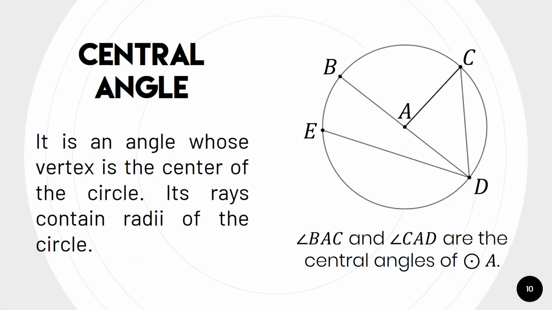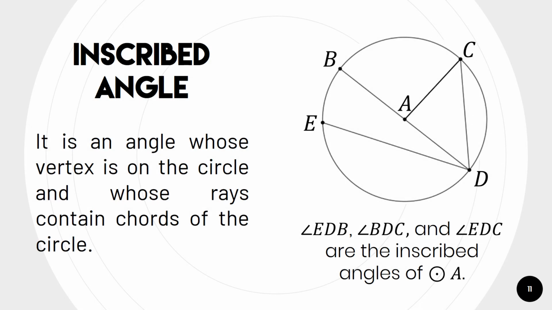Central angle. It is an angle whose vertex is the center of the circle. Its rays contain radii of the circle. Angle BAC containing segments AB and AC, and angle CAD containing segments AC and AD are the central angles of circle A. Inscribed angle.